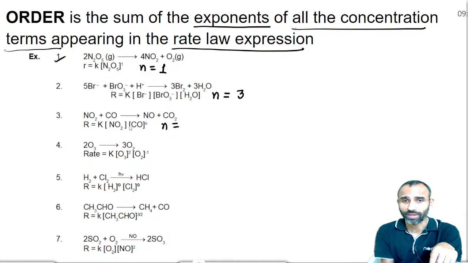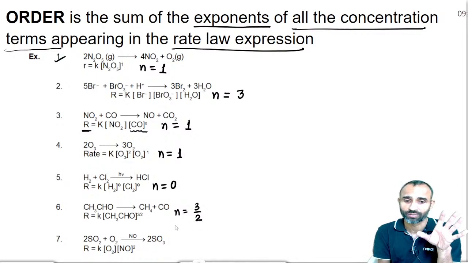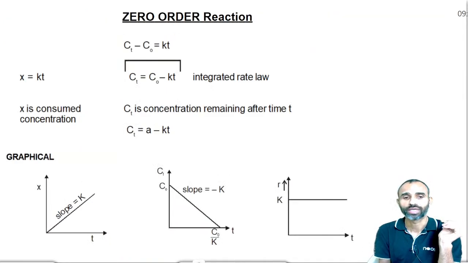This is experimental, okay? The rate law expression is determined experimentally. It is independent of the concentration of C. This is a first order reaction. It is again first order, 2 minus 1. This is a zero order reaction. Order can be fractional or even negative. This is a third order reaction.